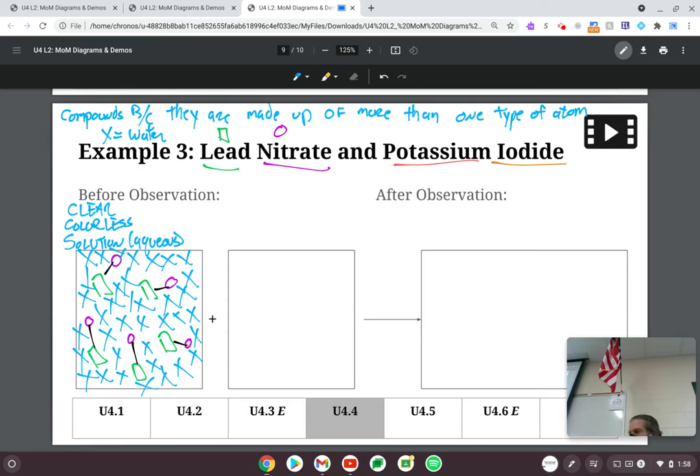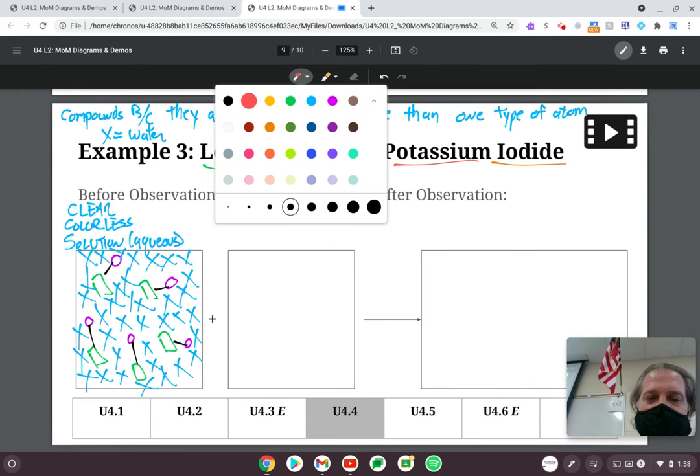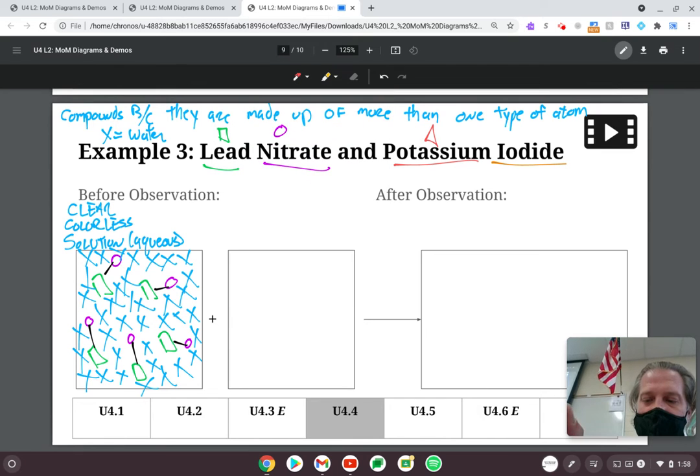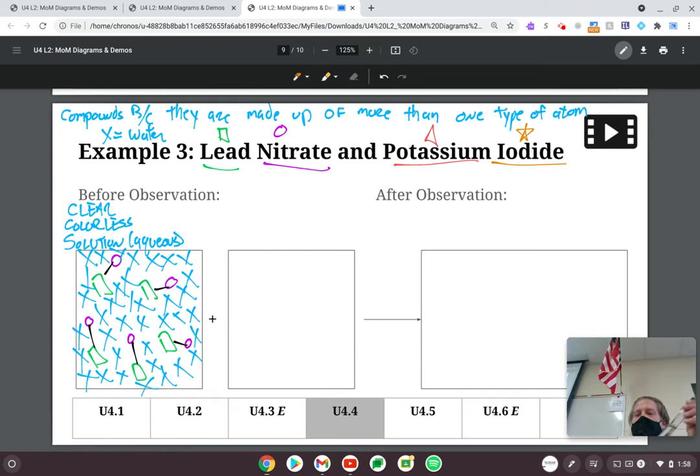Now, the next substance that we're going to be looking at is the potassium iodide. And the potassium iodide, I'm going to say that I'm going to represent the potassium as a triangle, and I'm going to represent the iodide as a star. And so I'm going to come around and show you guys what that looks like.